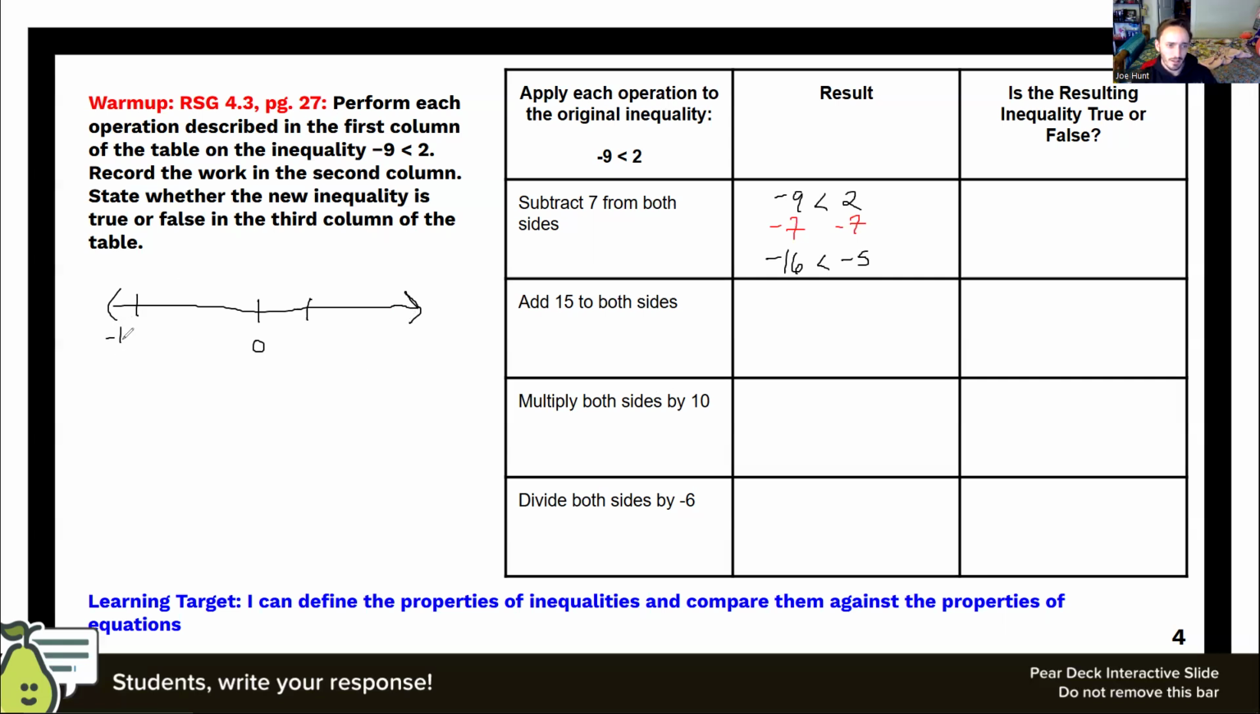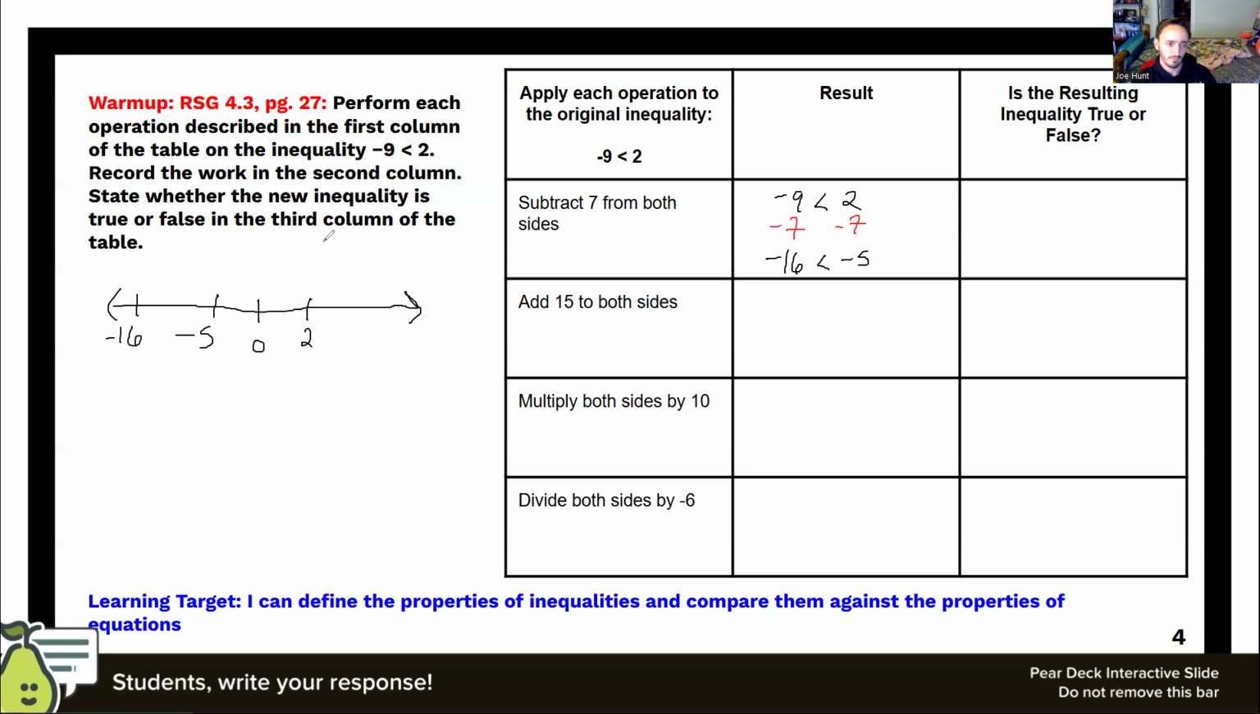If I think about what's happening on a number line, I've got -9 shifting 7 units to the left to become -16. I have +2 shifting 7 units to the left to become -5. Now, if I think about the numbers -16 and -5, is -16 further to the left on the number line than -5?